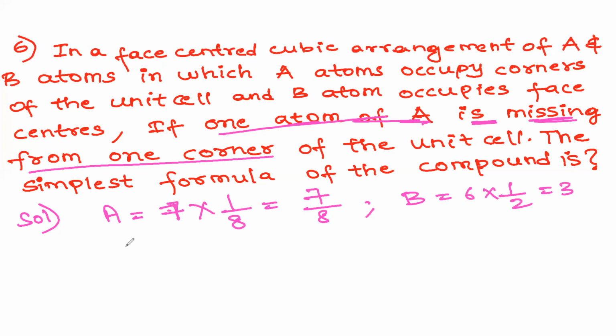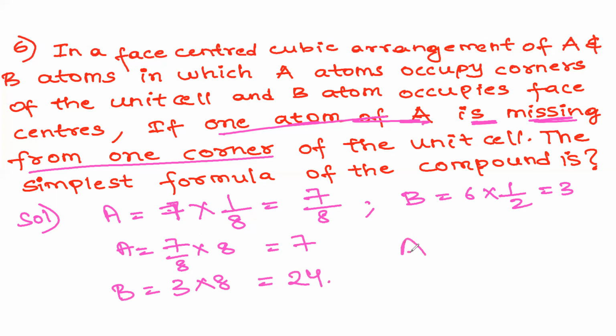Now A is 7 by 8 and B is 3. So we have to multiply with a suitable number. That is, 7 by 8 into 8 to get a whole number, because A is in fraction. So A is equal to 7, B is equal to 24. So the answer is A7 B24. In this way also you'll get the question. This is question number 6 based on writing the formula of a compound. So all these questions are most important.